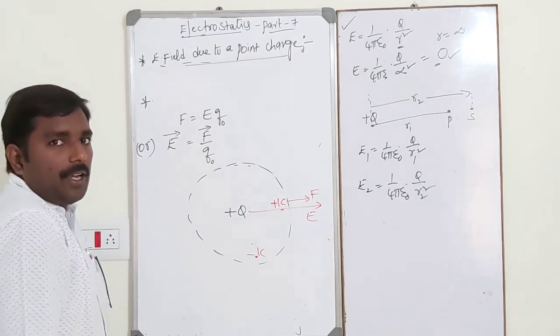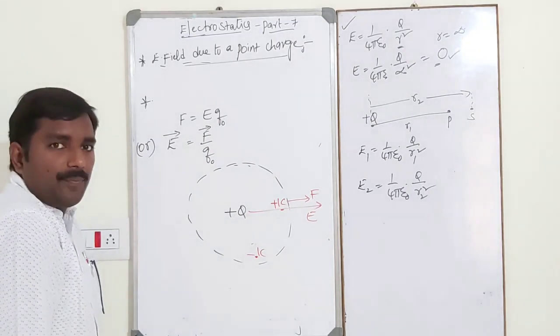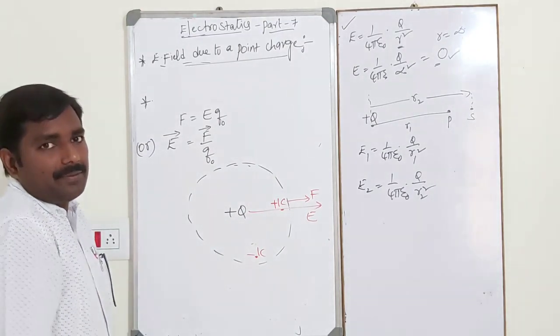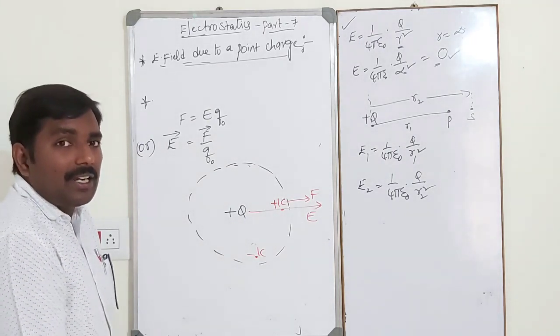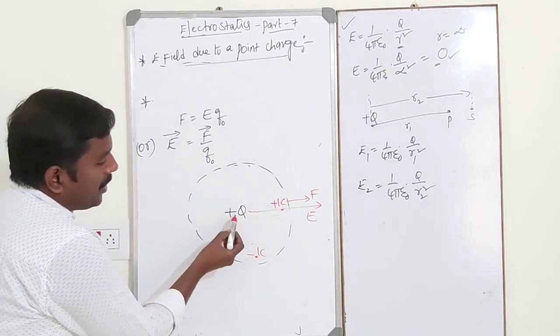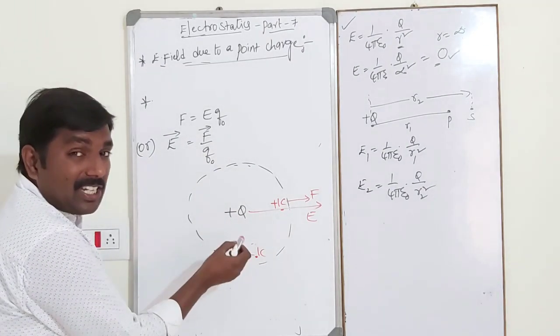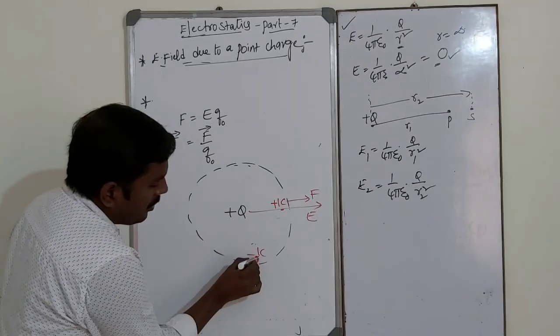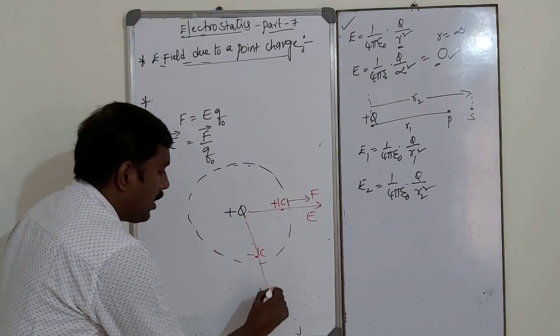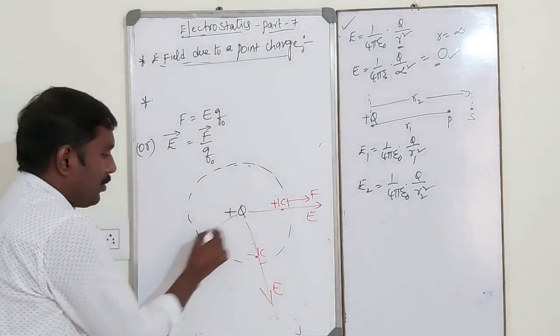In this region of electric field, in this case, what is the direction of electric field and force? Dear student, this is the positive charge. What is the direction of electric field? Radially outwards. Okay. This is the direction of electric field, radially outwards.